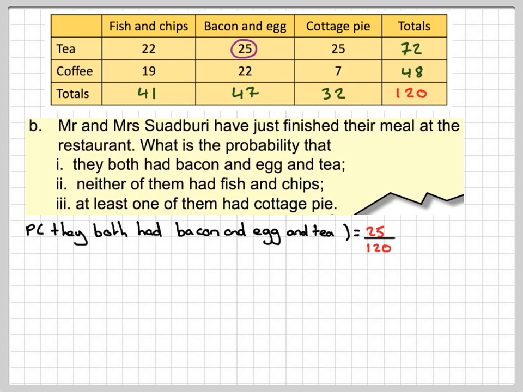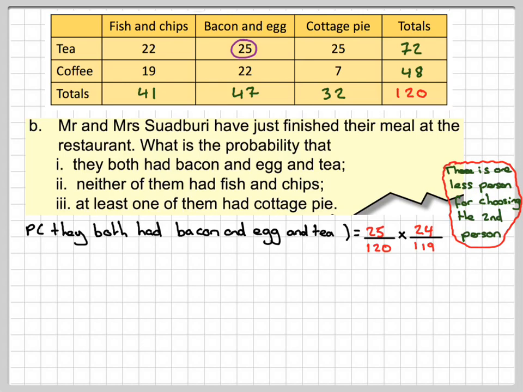But now you take Mr. Sudbury out of that selection, you still have Mrs. Sudbury, so there's now going to be one less. That's 24 out of 119. There is one less person for choosing the second person, so that's going to give me 5 over 119, which is approximately equal to 0.0420 to 3 significant figures.